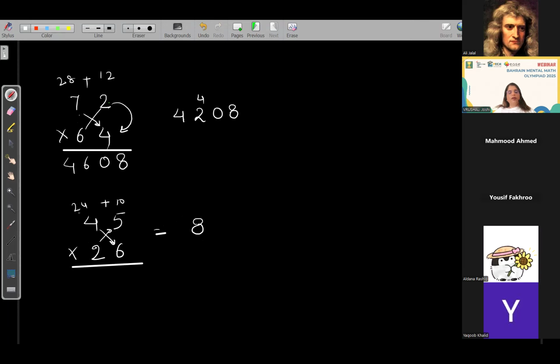You add them. What is this? 24 plus 10. 34. Correct. 34, 3 goes as a carryover. Remember that. And then you multiply 5 times 6. 5 times 6, 30. 3 goes carry over here. What's your answer? 1170. Are you getting it?